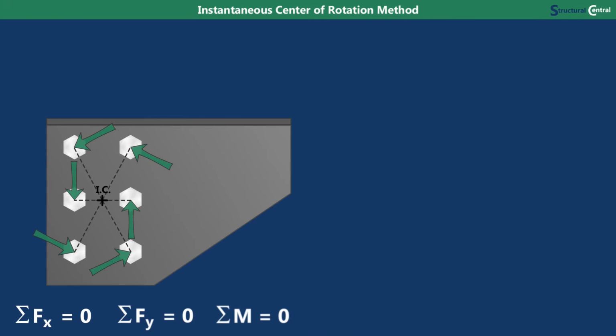For the instantaneous center of rotation method, the point of rotation can be located anywhere depending on how eccentric the applied load is. High eccentricities result in the instantaneous center being located close to the centroid, and low eccentricities result in the instantaneous center being located very far away.